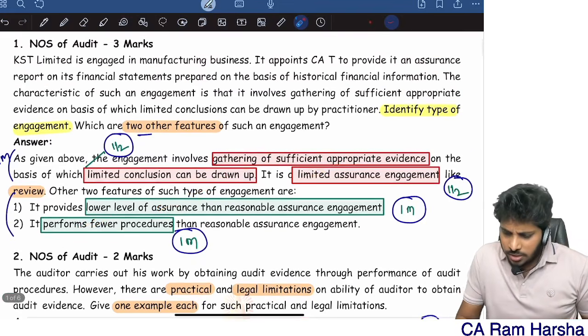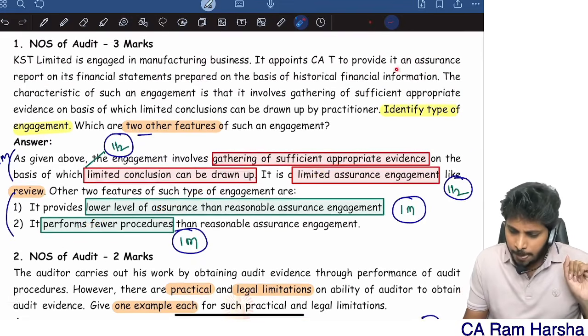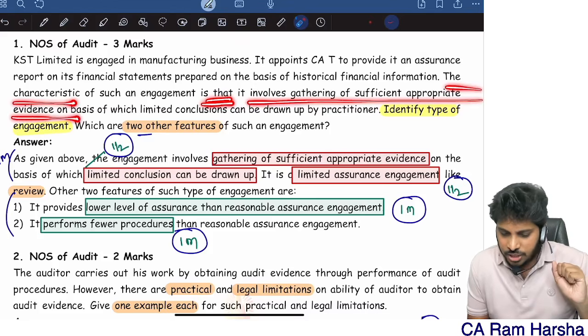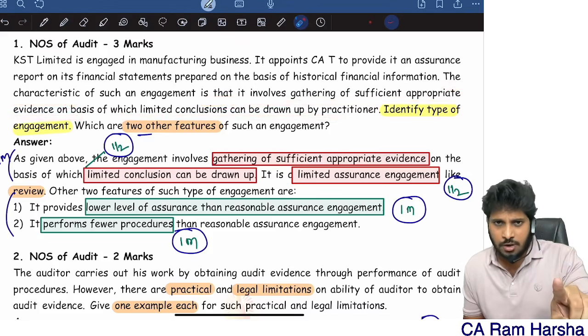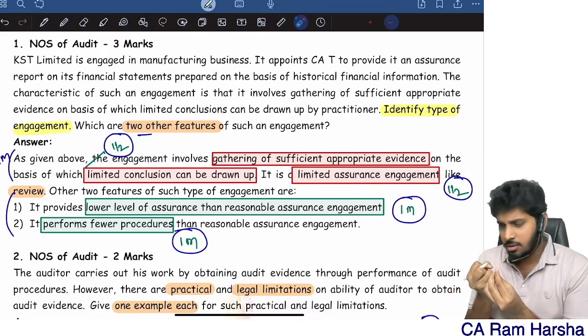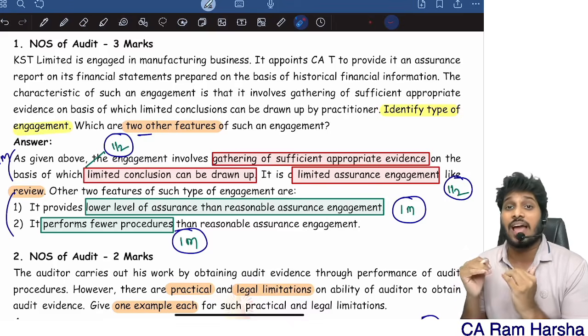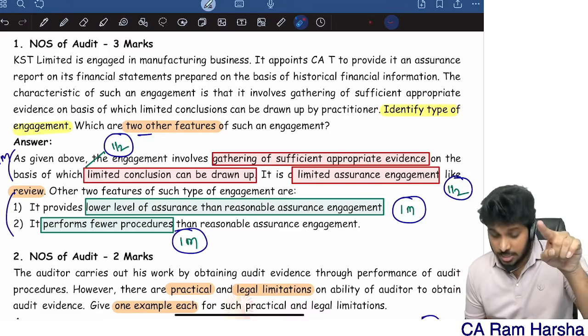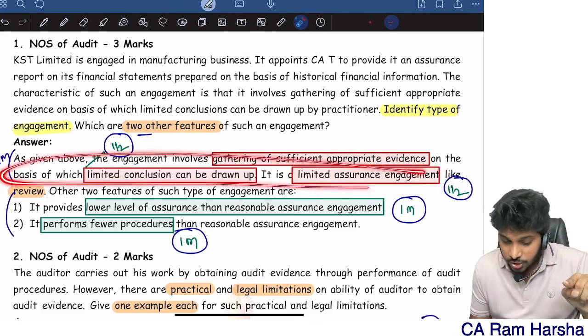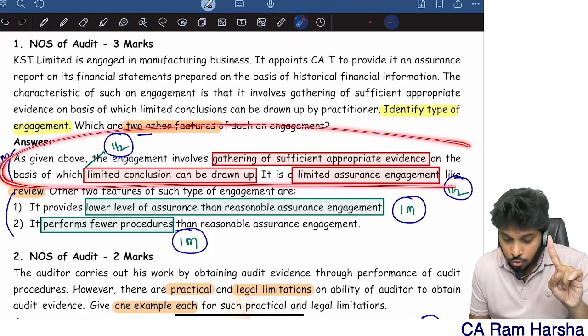Simple. You know, what are they asking in the question? Where the auditor has to provide assurance. The characteristic is that it involves gathering sufficient evidence based on which limited conclusions will be drawn. So here the auditor is performing some procedures where he will gather sufficient appropriate evidence to draw a limited conclusion. What is that engagement? It is a limited assurance engagement, like a review. So this answer you need to give entirely. So totally for that, 1 mark.